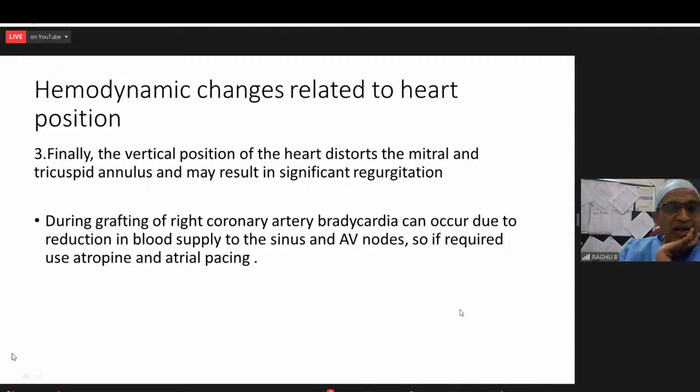And during RCA grafting, sometimes bradycardia can be seen because there is a reduction of blood supply to the sinus node and AV node. In this case, it is better to use atrial pacing, or you can use atropine.